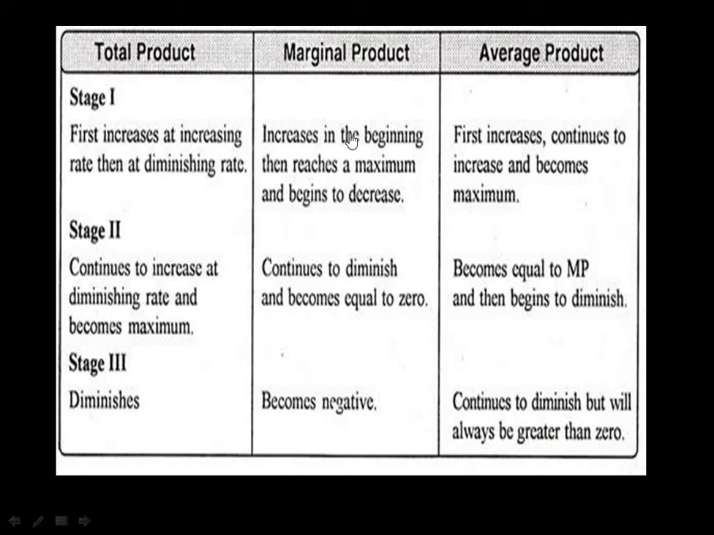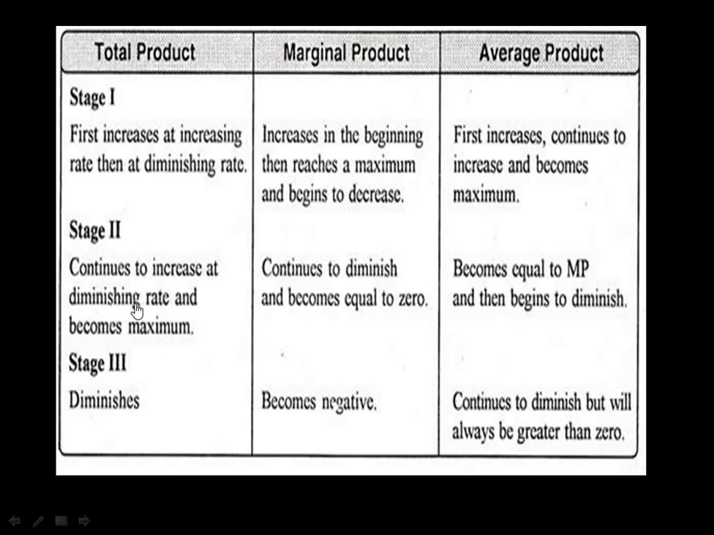What happens to the marginal product? When the total product is increasing, it will also increase. And average product will also continue to increase and become maximum. So these two will become maximum when the total product is increasing.